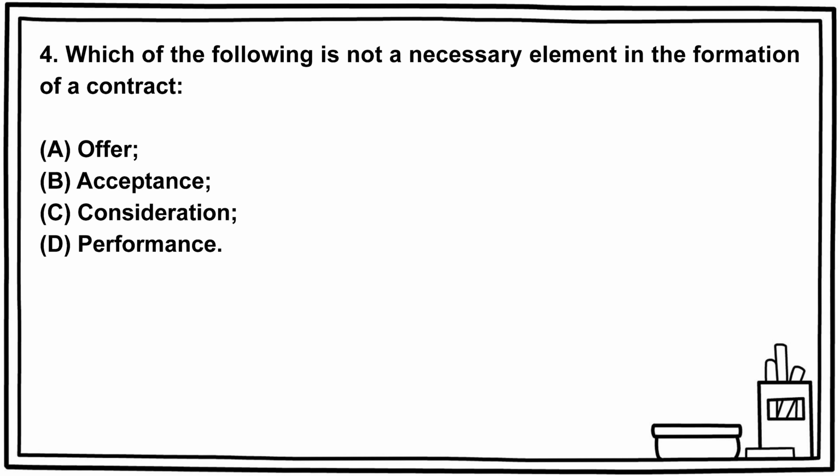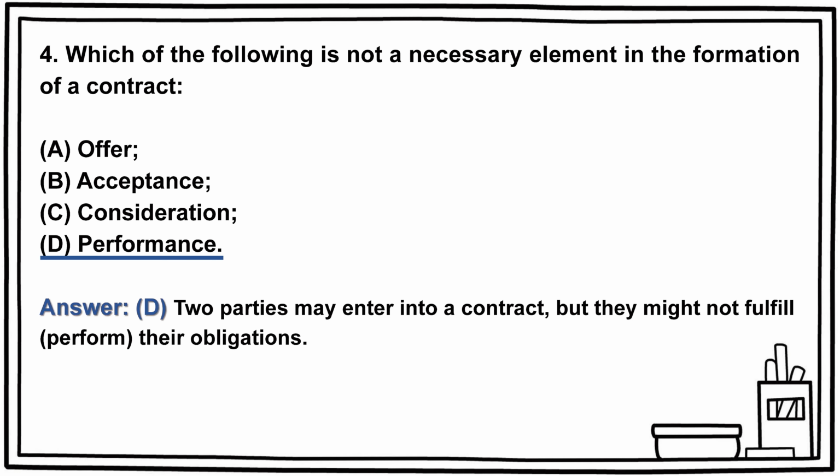4. Which of the following is not a necessary element in the formation of a contract? A. Offer. B. Acceptance. C. Consideration. D. Performance. Answer: D. Two parties may enter into a contract, but they might not perform their obligations.